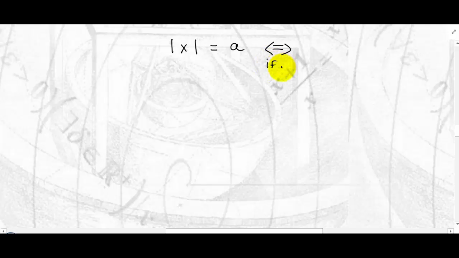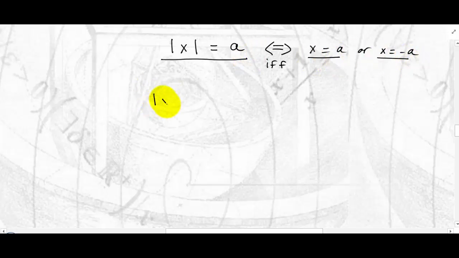So to finish, I want to solve two types of inequalities. We've seen in the first video how to remove the absolute value around an equation. If the absolute value of x is equal to a, this is logically equivalent to, if and only if, x is equal to a, or x is equal to the opposite of a. So this is a way to write two equations.